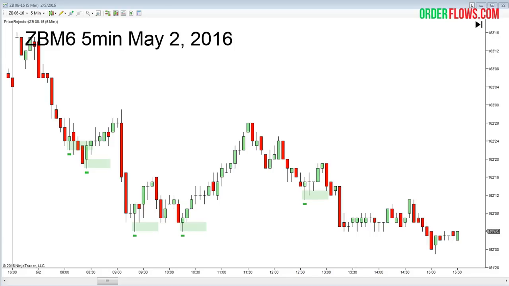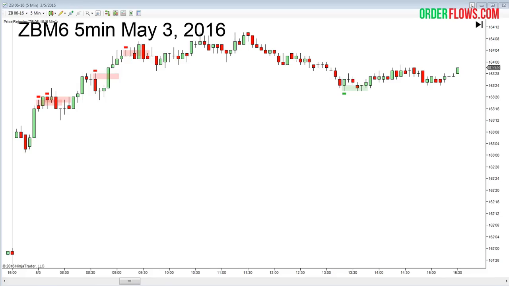Honestly, in the bonds, if I could get 5 ticks here, 5 ticks there all day long, at the end of the day, you do that a bunch of times. It's a nice payday, especially on just a one lot. You can make decent money.